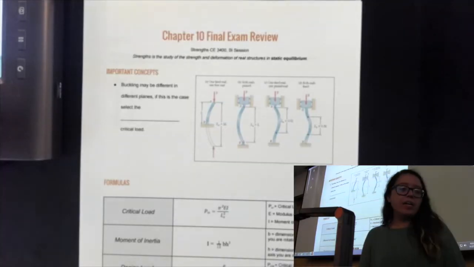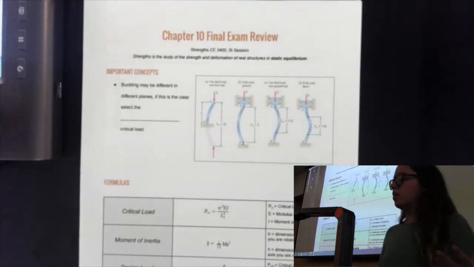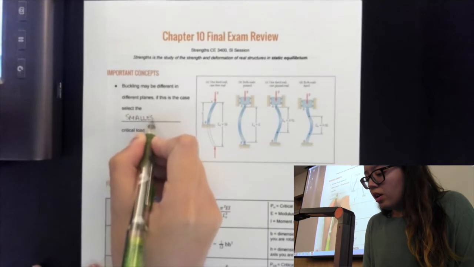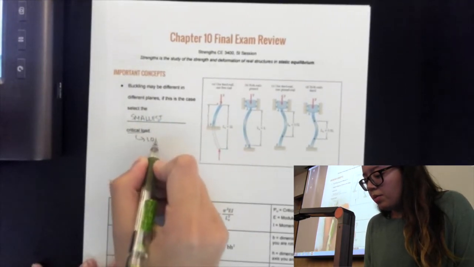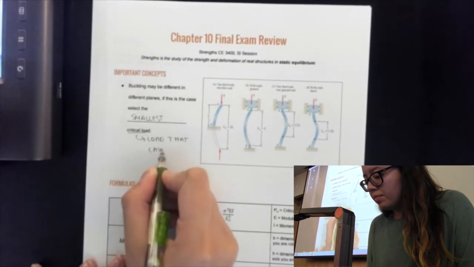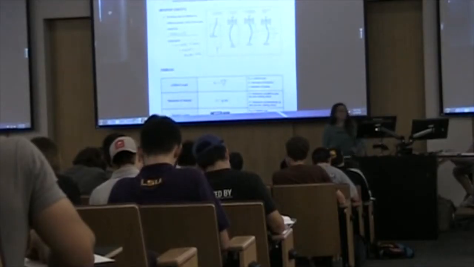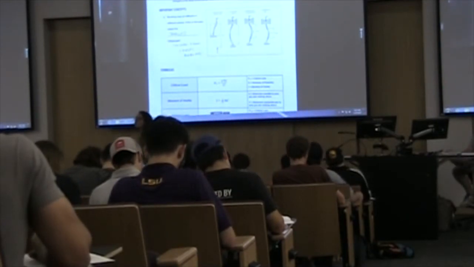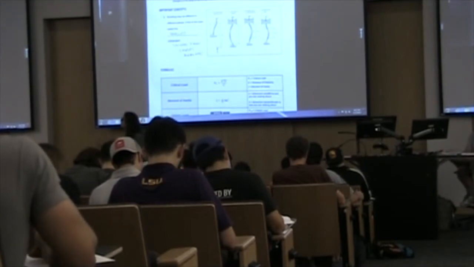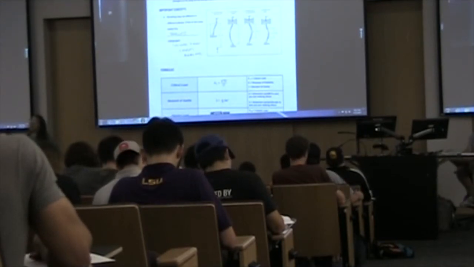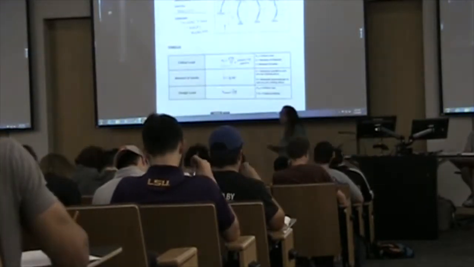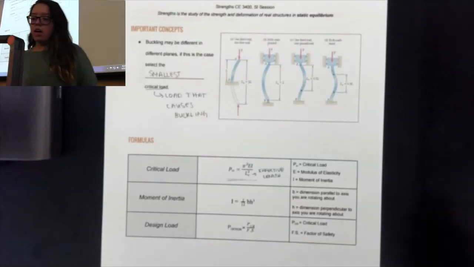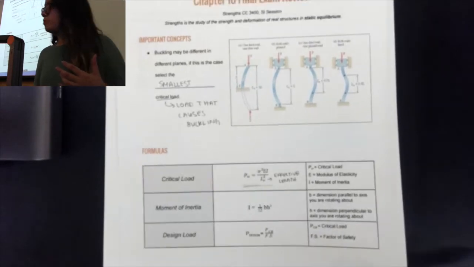Okay, so with that, buckling can be in different planes, and we want to pick the smallest critical load. When I say critical load, I'm talking about the load that causes buckling. So, do we want buckling in our beams? If we design something, do we want a beam to buckle? No, right? So we're obviously trying to avoid that. That's why we're going to pick the smallest critical load, just like when we did in chapter 1. Okay, so if there aren't any questions, we're going to start with the first problem.